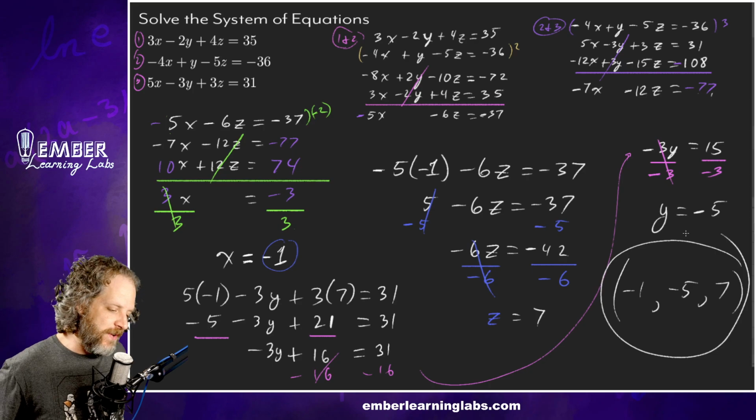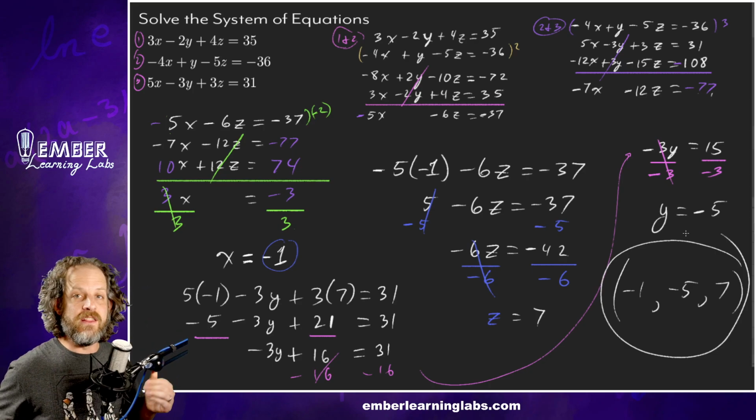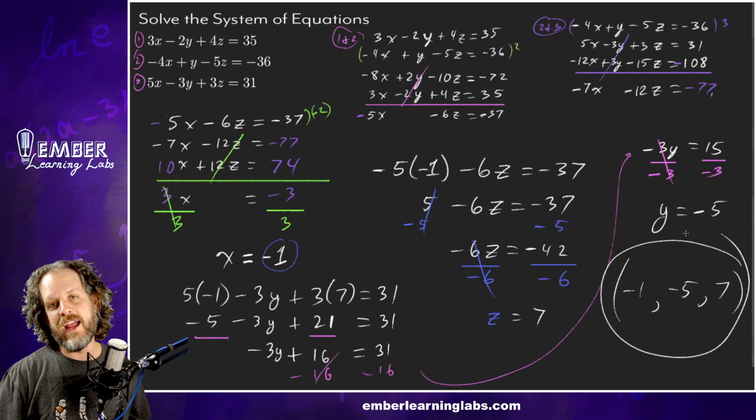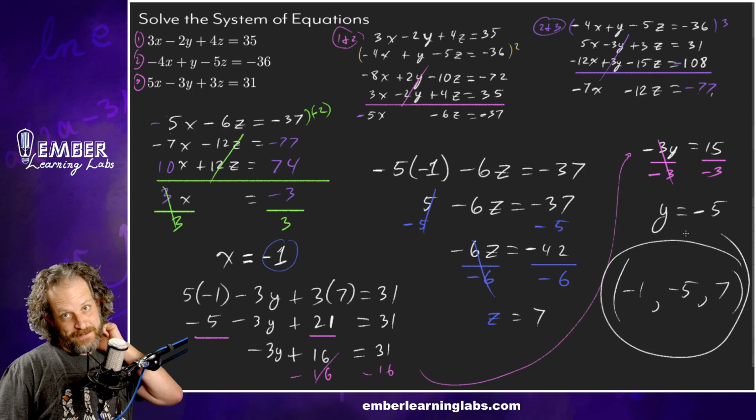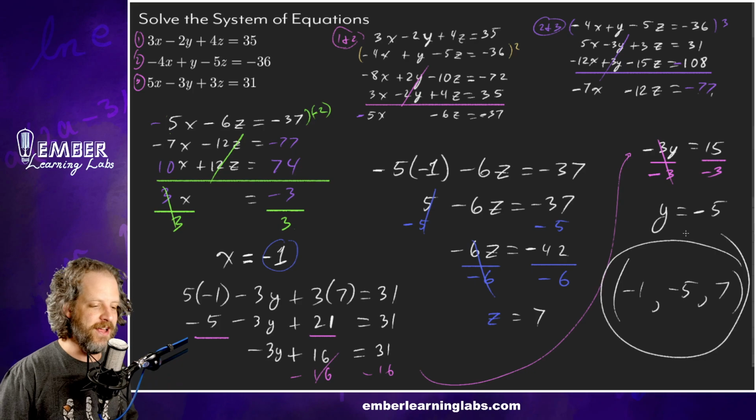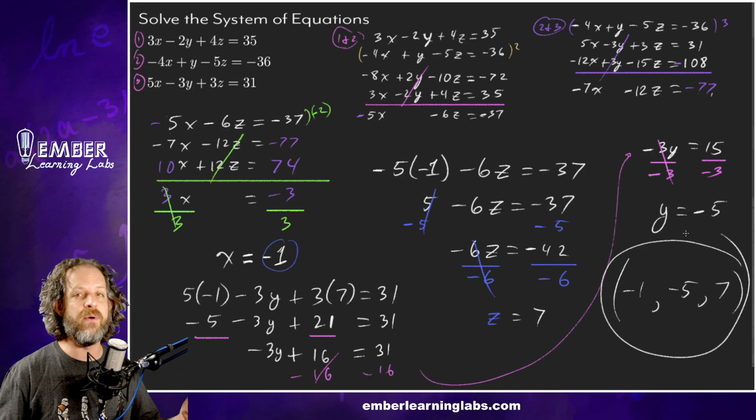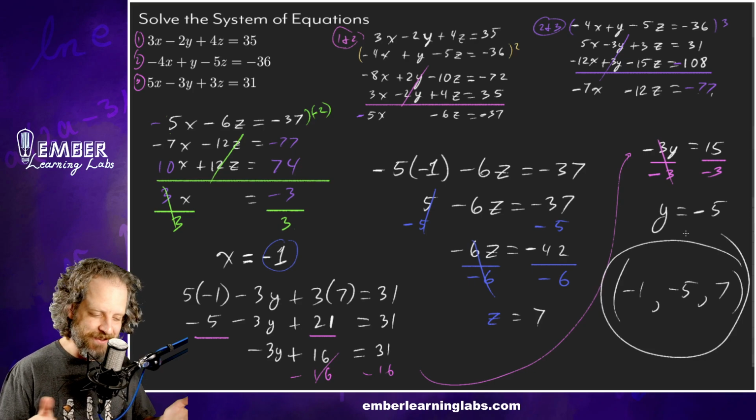I remind you, if the variables disappear on a problem, then it can be either no solution or all real numbers. If it comes out true, it's all real numbers. And more likely, especially in a 3x3, if it comes out as a false statement like 0 equals 15, then it is no solution. That's it for this lesson.